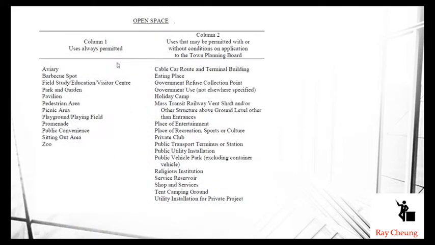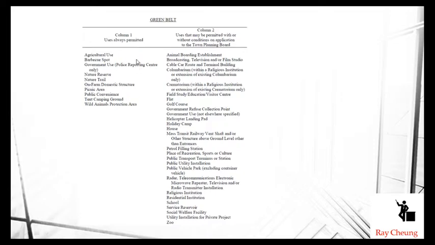And then this is the open space. The open space is for a park, something like this. And in Column 2, that means if you want to have a private club here, you need to apply under Section 16. And for the wording of the green belt, you can imagine mostly this is a green area, maybe for agricultural use and picnic areas, something like this. Thank you.